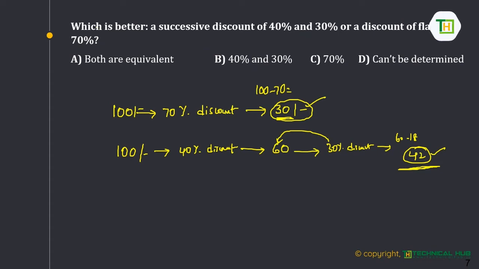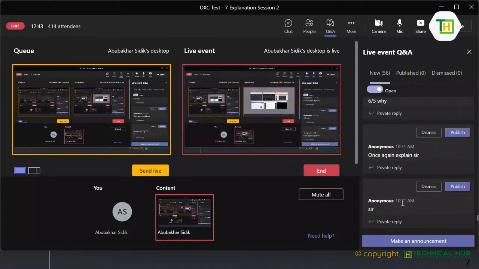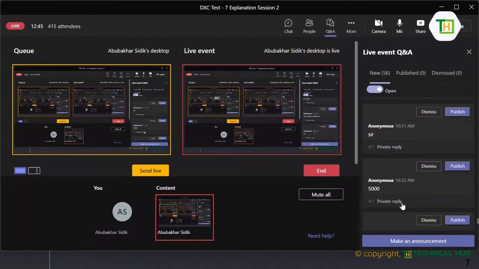Now what I have to find is which is better. Whether it is better to buy a flat 70% discount sale or whether it is better to choose 30% plus 40%. So let's see how many of you are giving the correct answer, whether it is option B or option C. You want me to explain why it is 6 by 5?